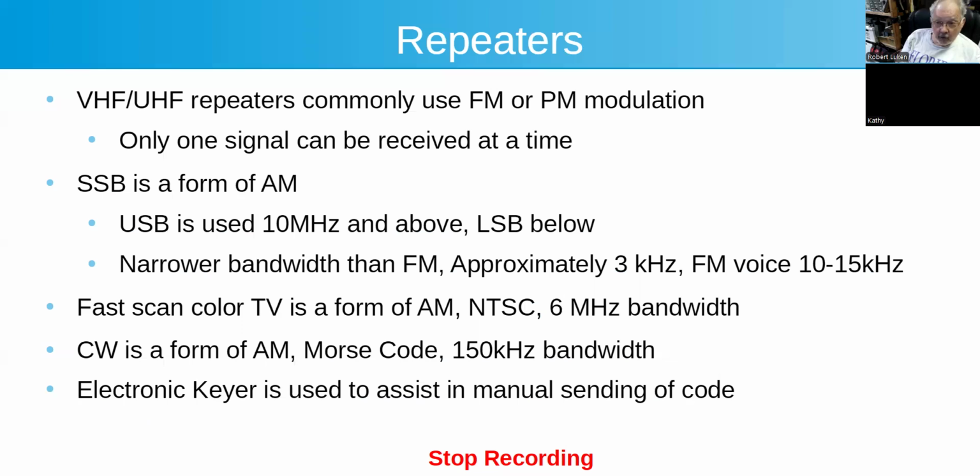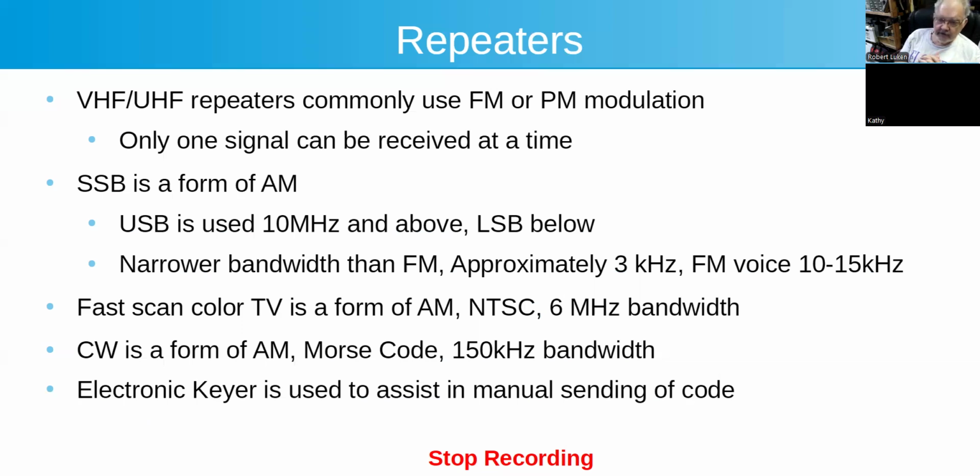Continuous wave, or Morse code, which is sometimes called, is also another form of amplitude modulation with a very narrow bandwidth of 150 hertz. And in CW, you're just turning the carrier on and off.